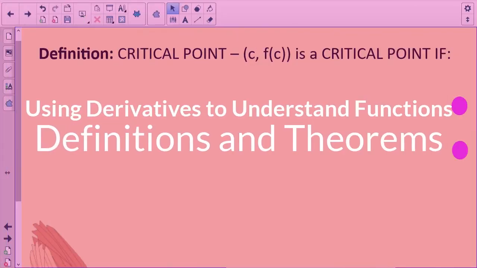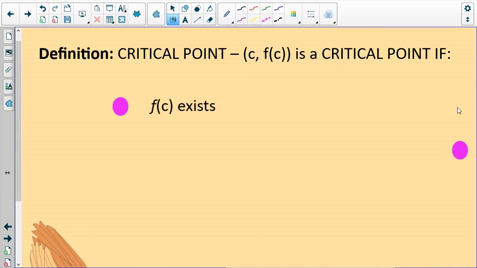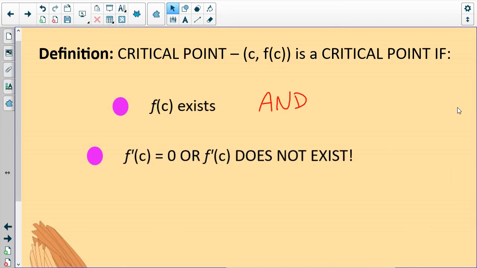Critical point. So (c, f(c)) is a critical point if the following two things are true. Number one, f(c) exists. And number two, at some point (c, f(c)), f'(c) is equal to 0, or the derivative does not exist at that point. So that is the definition of a critical point.